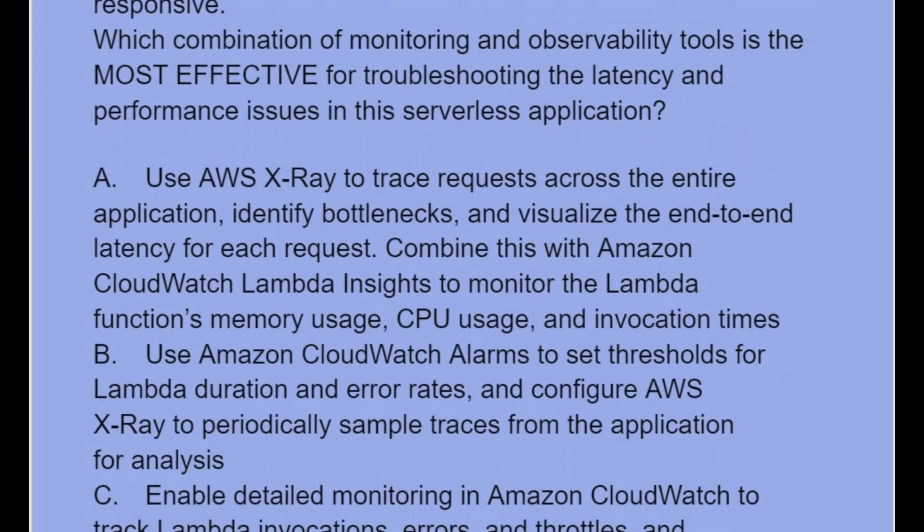Option A, use AWS X-Ray to trace requests across the entire application, identify bottlenecks, and visualize the end-to-end latency for each request. Combine this with Amazon CloudWatch Lambda Insights to monitor the Lambda function's memory usage, CPU usage, and invocation times. Option B, use Amazon CloudWatch alarms to set thresholds for Lambda duration and error rates, and configure AWS X-Ray to periodically sample traces from the application for analysis.